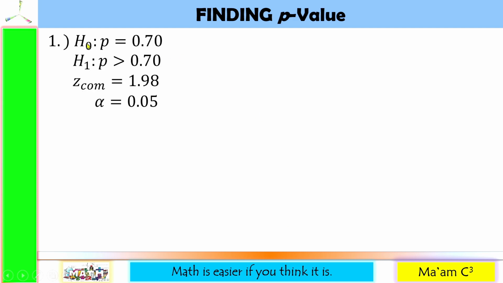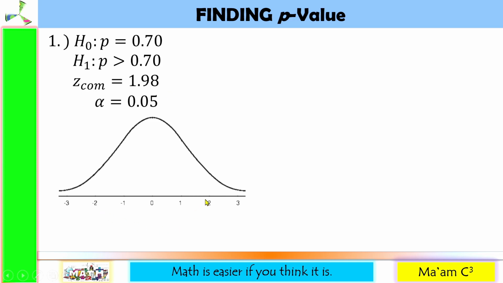Here we are given the null and alternative hypotheses, as well as the computed z-value and the level of significance. So the first thing to do is to plot the computed value. 1.98 is somewhere here. Let us label that. Again, the p-value is the more extreme values. If it is a right-tailed test like this one, it is the values to the right of the computed value. So here is the p-value that we are going to look for.